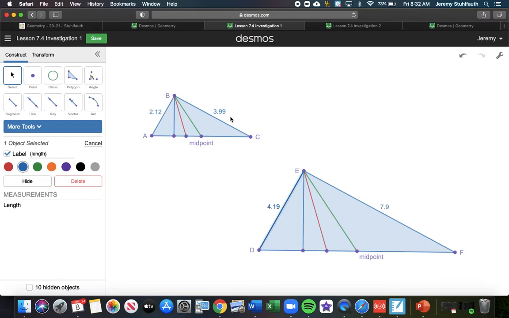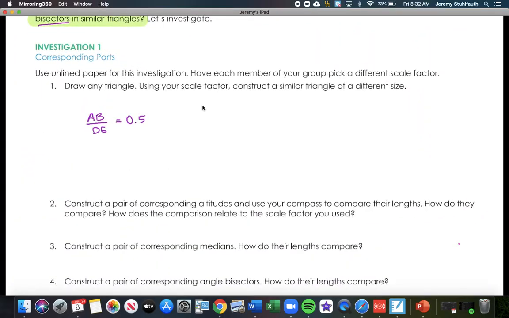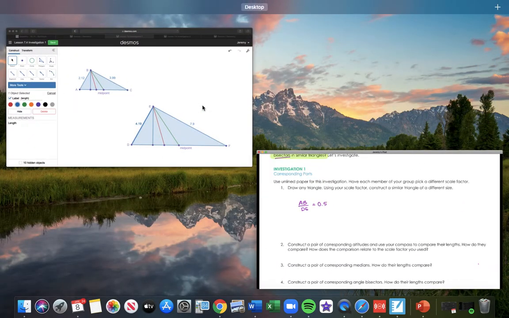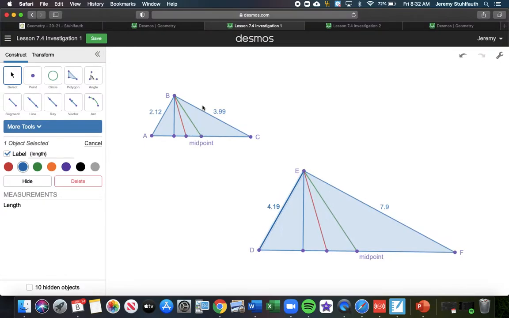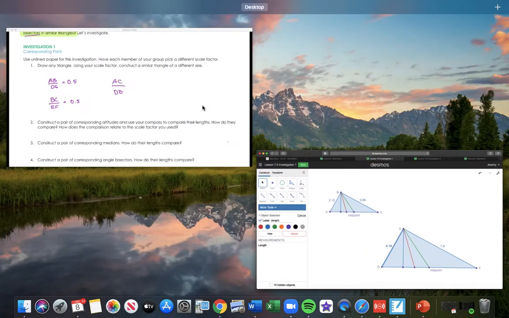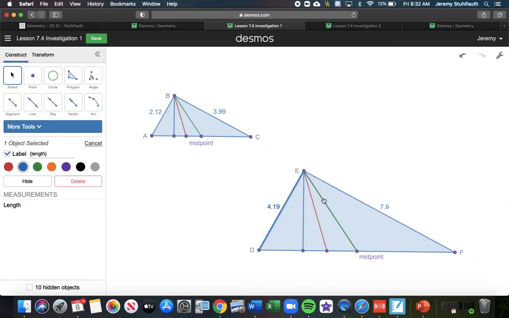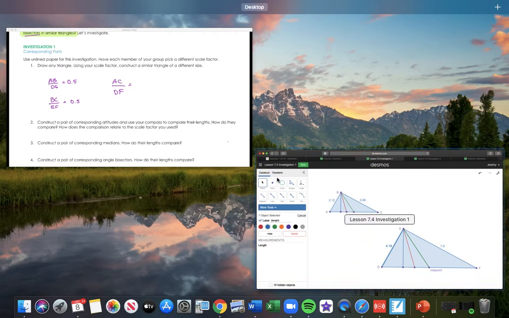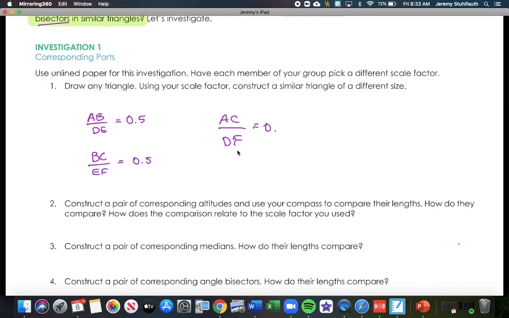If you take 3.99 and divide it by 7.9, with rounding you also get 0.5. So the relationship between BC and EF is 0.5. And if we were to take the relationship between AC and DF, we would also come up with 0.5. So these are similar triangles.